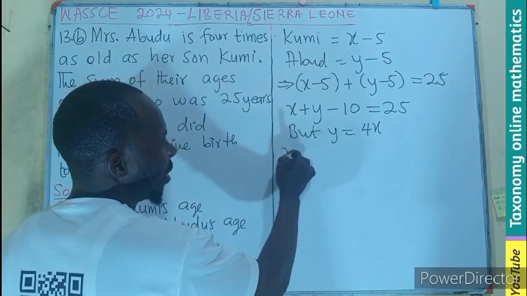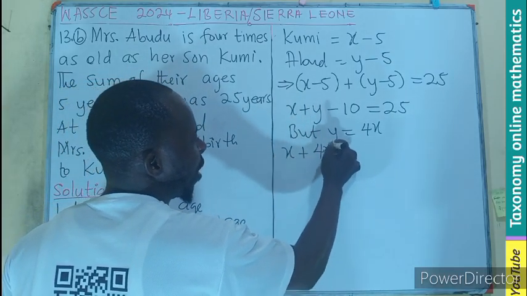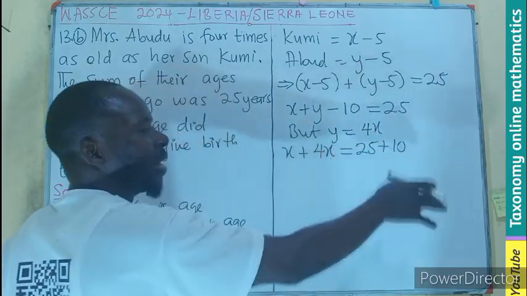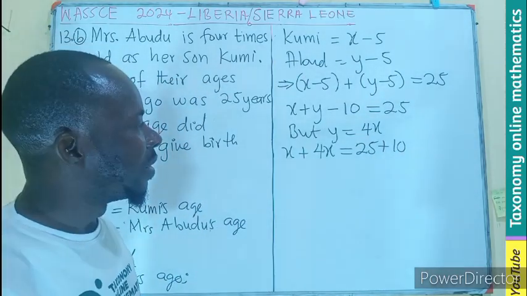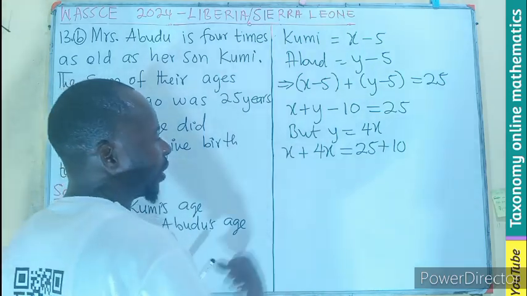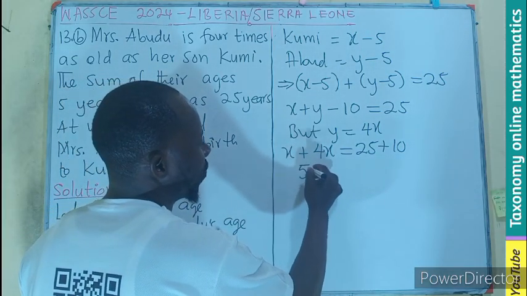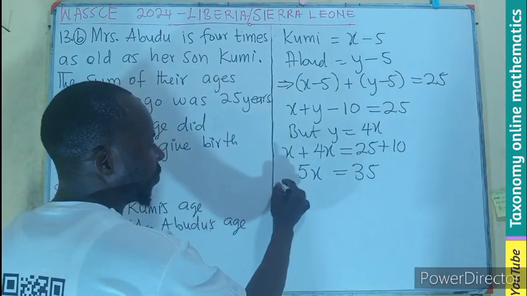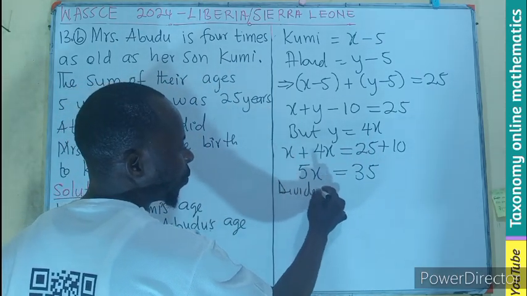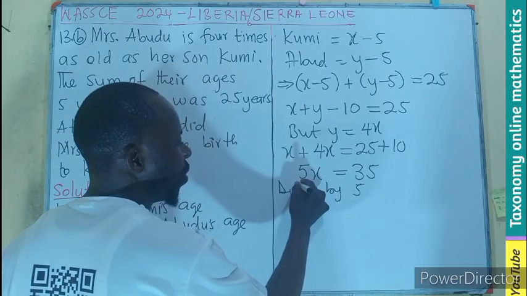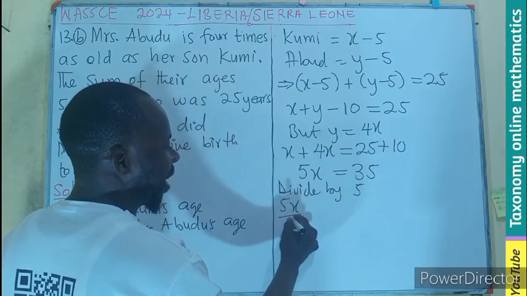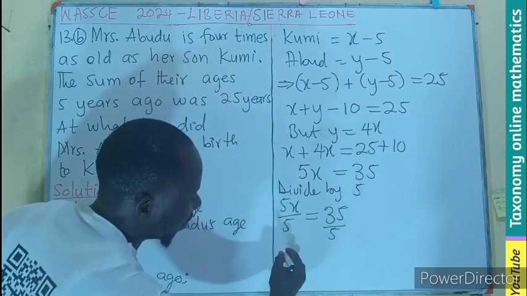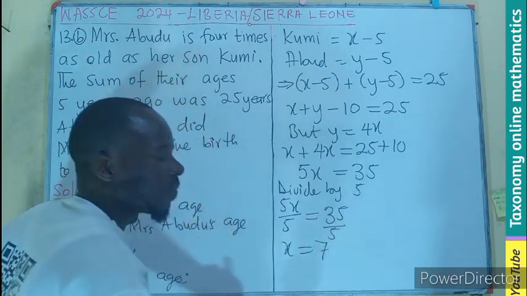Since y equals 4x, I'll have x plus 4x equals 25 plus 10 if I group like terms. The 10 can go to the other side to become positive. The addition of x and 4x gives you 5x, right? So 5x equals 35. We divide by 5, which is the coefficient. So 5x divided by 5 equals 35 divided by 5. That means x is going to be 7.